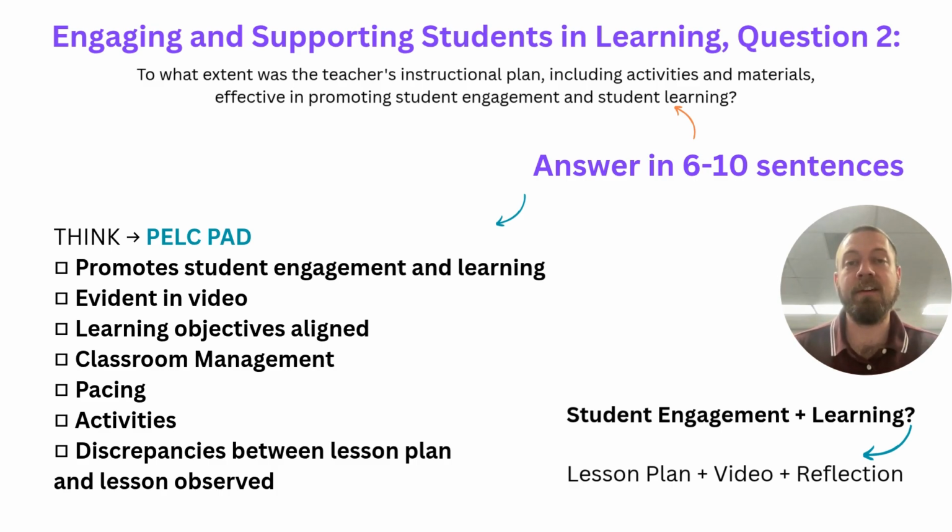You need to think about the classroom management that was happening during the lesson. You need to think about the pacing. How was the teacher moving throughout the lesson? And how well were the students responding to that pacing? Did they look like they were following? Did they look like they were getting bored? Were they confused? Or were they engaged throughout the entire lesson? You need to think about all the activities that were visible during the lesson and how those activities promoted or did not promote student learning and engagement.